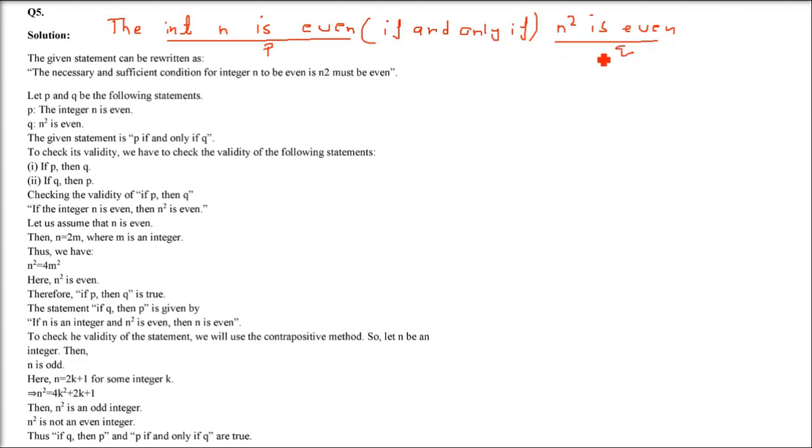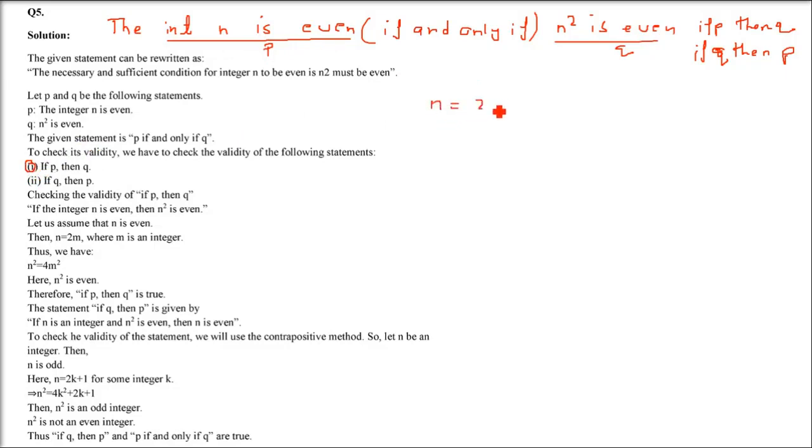And when we have to check whether this is true or false, actually it is true because the question is saying true. So if P then Q we have to prove, and also we have to prove if Q then P. If P then Q and if Q then P, that means P if and only if Q. So if n is even, then n square is even, and second, if n square is even, then n is even. This is what you have to do.